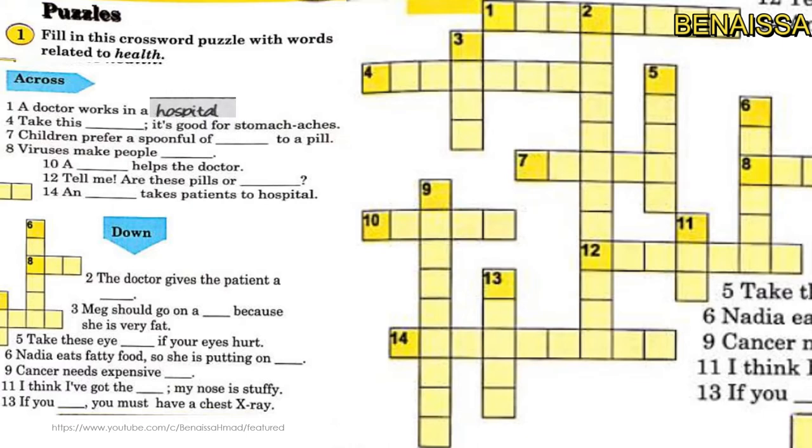Number one is hospital. Number two, medicine. Number seven, children prefer a spoonful of syrup to a pill. Number 10, nurse. Number 14, ambulance. Number 2, prescription. Number 3, drops. Number 5, weight. Treatment, number 9, flu, number 15, cough.